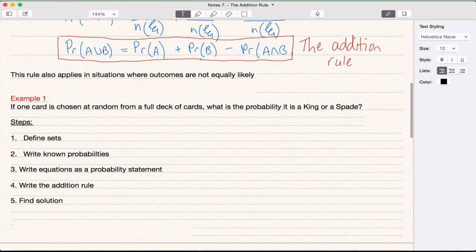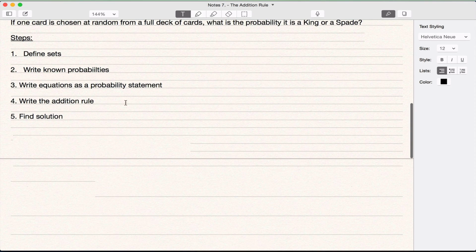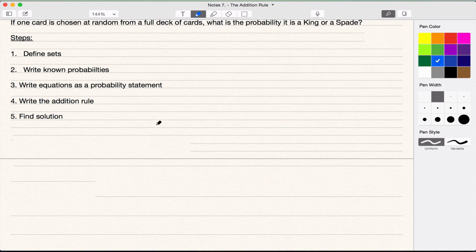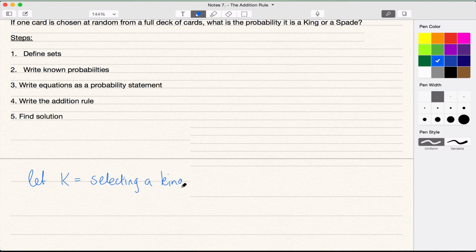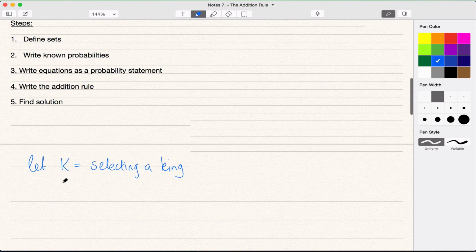Let's have a go at working through this problem. Okay, first step, define our sets. Let K equal selecting a king. Now it doesn't say in this problem what you need to use. You could use A for a king and B for a spade, or K for a king and S for a spade. Completely up to you, but you must define it properly. I'm going to use S for selecting a spade.